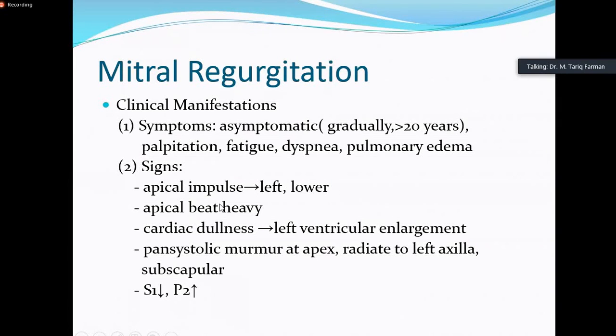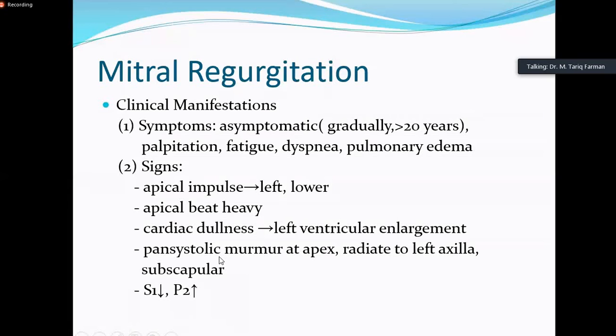Apical impulse, you can have the prominent palpable apex beat here, heaving type, and cardiac dullness, the signs of left ventricular enlargement also there. And then this is the most important finding. In case of mitral regurgitation, there is pansystolic murmur over the apex that radiates usually towards the axilla. So this is the most typical finding of the mitral regurgitation. Pansystolic murmur over the apex that radiates towards the axilla.